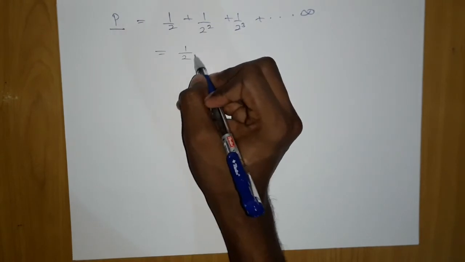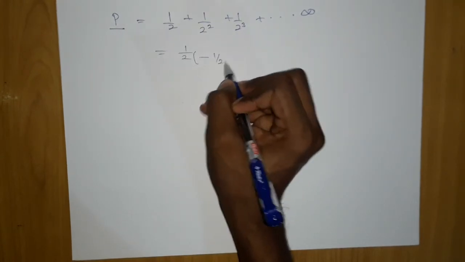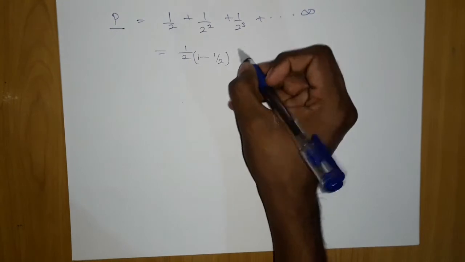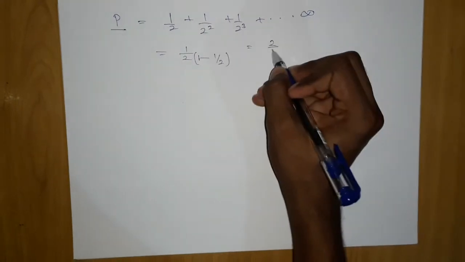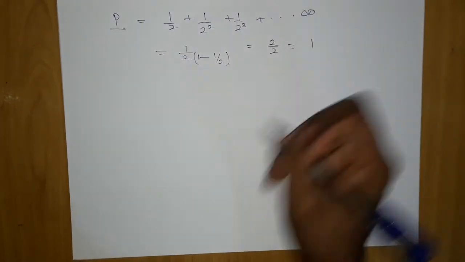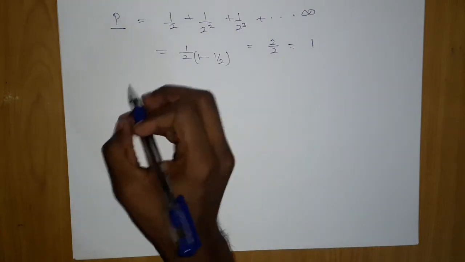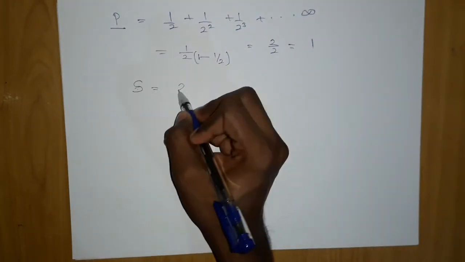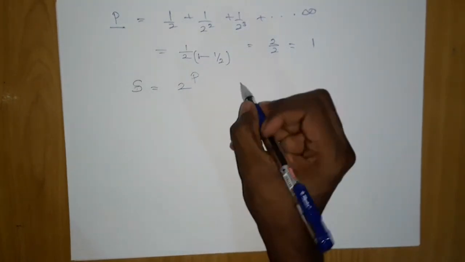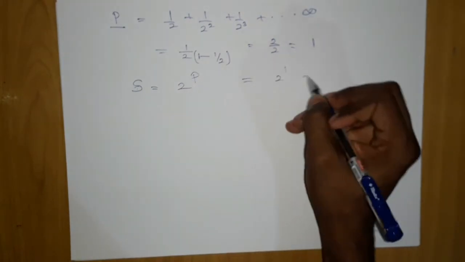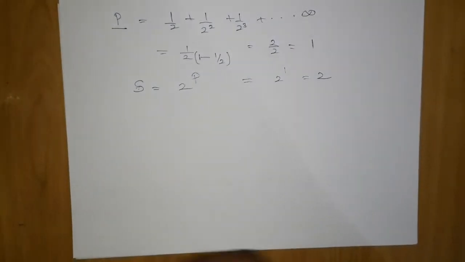Yes. 1 by 2 into 1 minus 1 by 2. Okay, 1 minus 1 by 2 is nothing but 2 by 2, which gives me 1. Okay, so we got our p value. But remember, our s was 2 power p, because we consider it as p. So our sum value is 2 power 1, which is nothing but 2. Okay, so that is this problem.